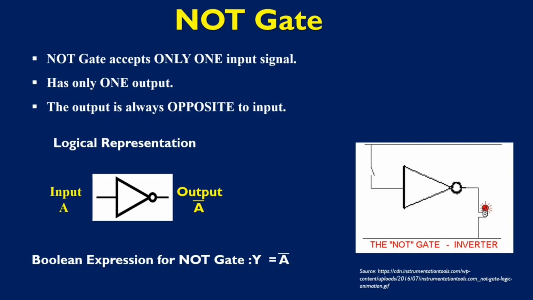You can see here, when the switch is open, we take the logic as 0. When the switch is closed, the logic is 1. When the bulb is glowing, the logic is 1. When the bulb is off, the logic is 0. When the switch is open, the bulb is glowing. When the switch is closed, the bulb is not glowing. That is, this circuit works as an inverter, that is a NOT gate.